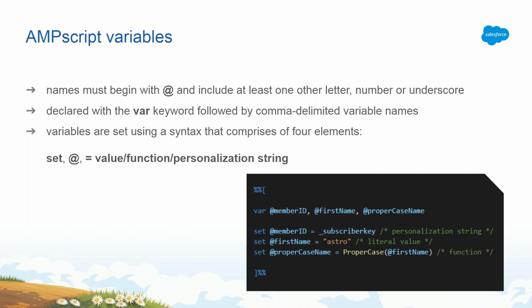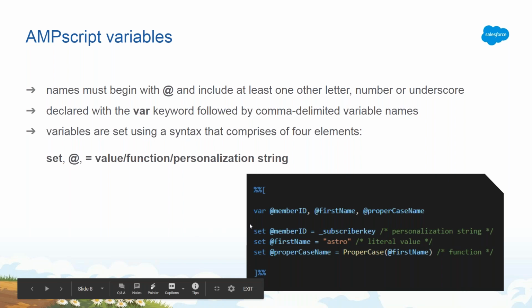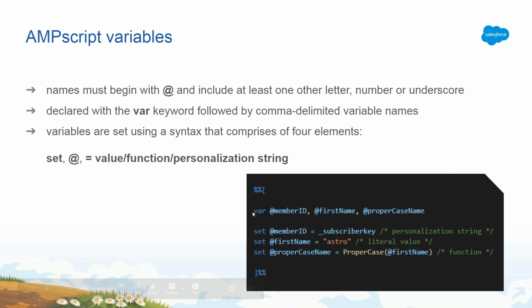So we have the set keyword, we have the variable name, which starts with the @ symbol. We have a single equals symbol. And then to set the actual value of the variable, you can use a personalization string, a constant, or an AMPscript function. So here in this example, we have 3 variables, which are declared using the var keyword. We have var member ID, first name, and proper case name.